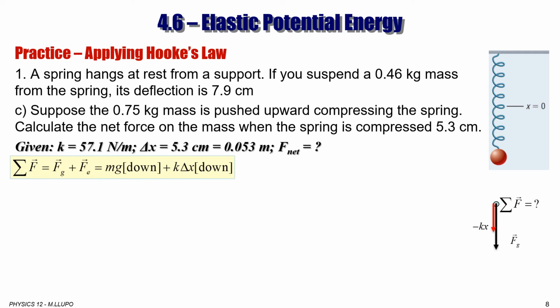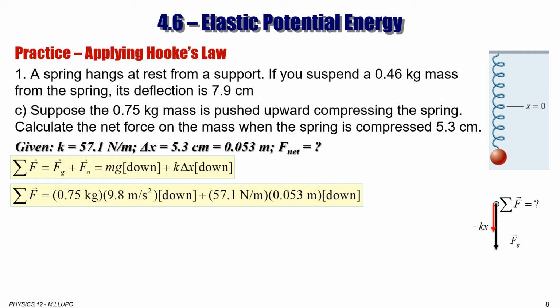But we don't know the net force. That's what we're looking for. So we know the net force is equal to Fe, which is elastic force, which is minus Kx, plus Fg, which is equal to mg directed down for force of gravity, and for elastic force it is K delta x, which is directed down this time.